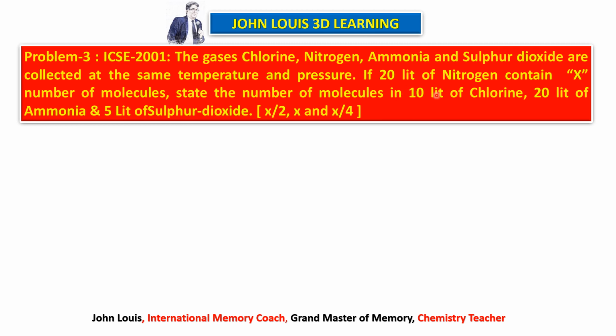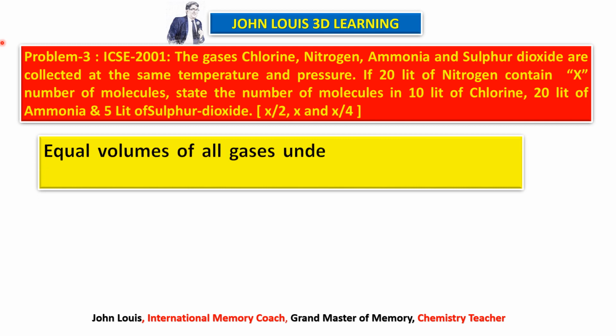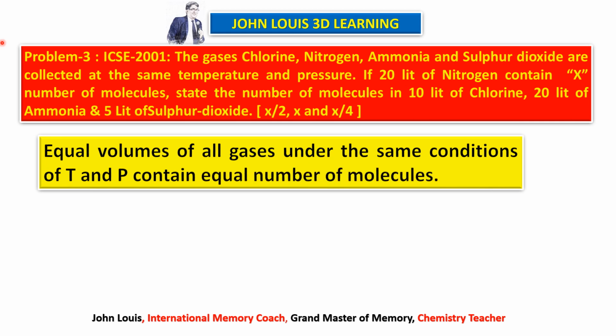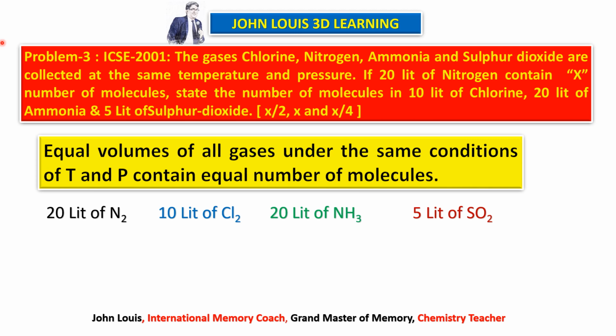Okay, here, if 20 liters of nitrogen contains X number of molecules, so the nitrogen volume is given as 20 liters and the number of molecules is X. Therefore, state the number of molecules in 10 liters of chlorine, 20 liters of ammonia and 5 liters of sulfur dioxide. So, very, very simple. This is also based on Avogadro's law. So, equal volumes of all gases under the same conditions of temperature and pressure contain equal number of molecules. So, what is given? 20 liters of nitrogen, 10 liters of chlorine, 20 liters of ammonia and 5 liters of sulfur dioxide.